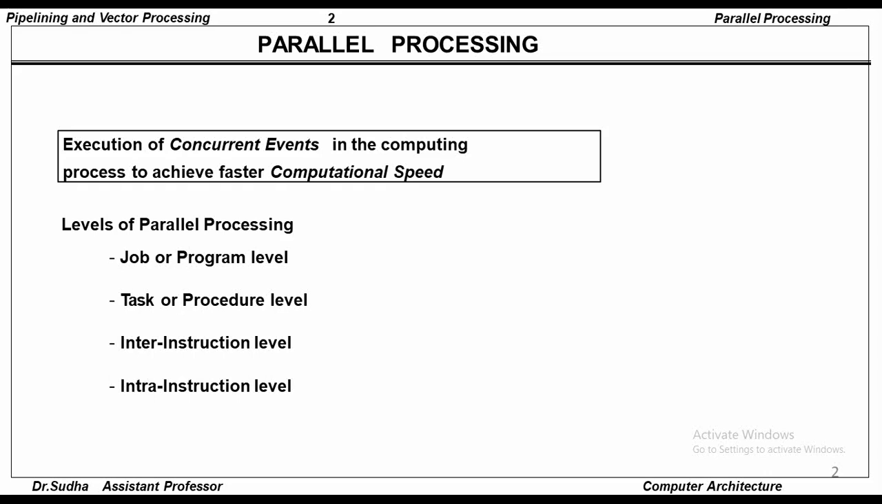It can be achieved by having multiple functional units that perform the same or different operations simultaneously. The execution of concurrent events in the process to achieve faster computational speed. Levels of parallel processing: job or program level, task or procedure level, inter-instruction level, intra-instruction level.